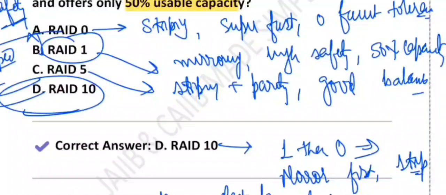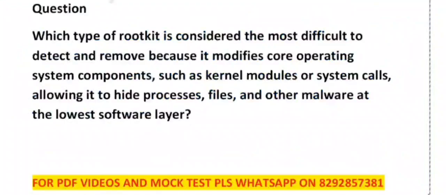Now the next question is, what type of rootkit is considered the most difficult to detect and remove because it modifies core operating system components such as kernel modules or system calls, right? Which type of rootkit is considered the most difficult to detect? That's the question. The options they have mentioned: user mode, kernel mode, memory rootkit, or botnet, right?